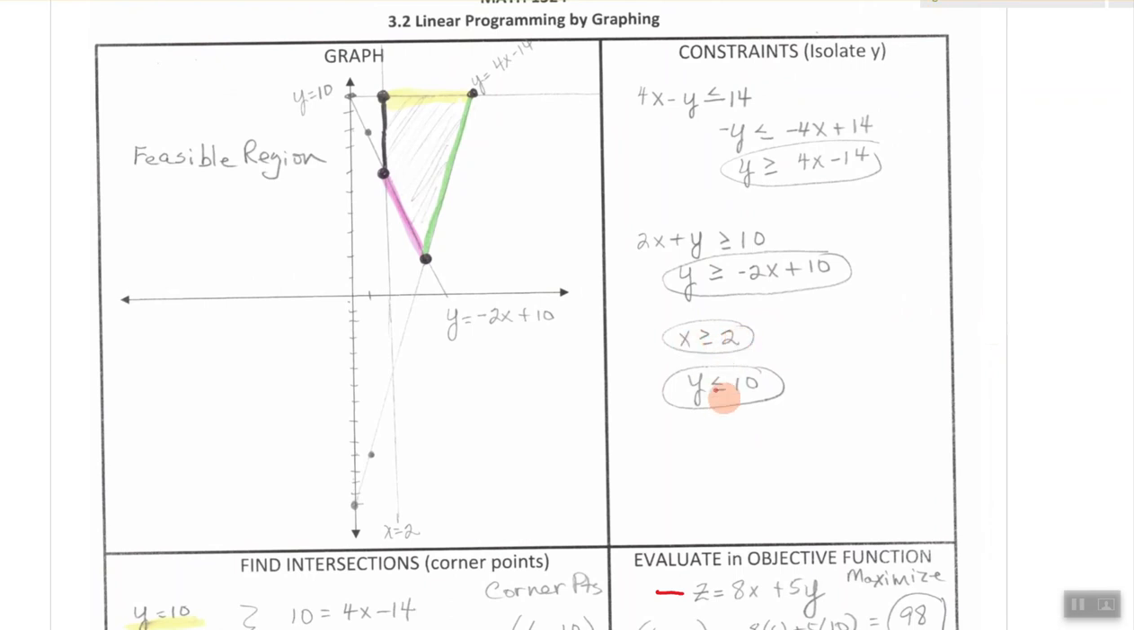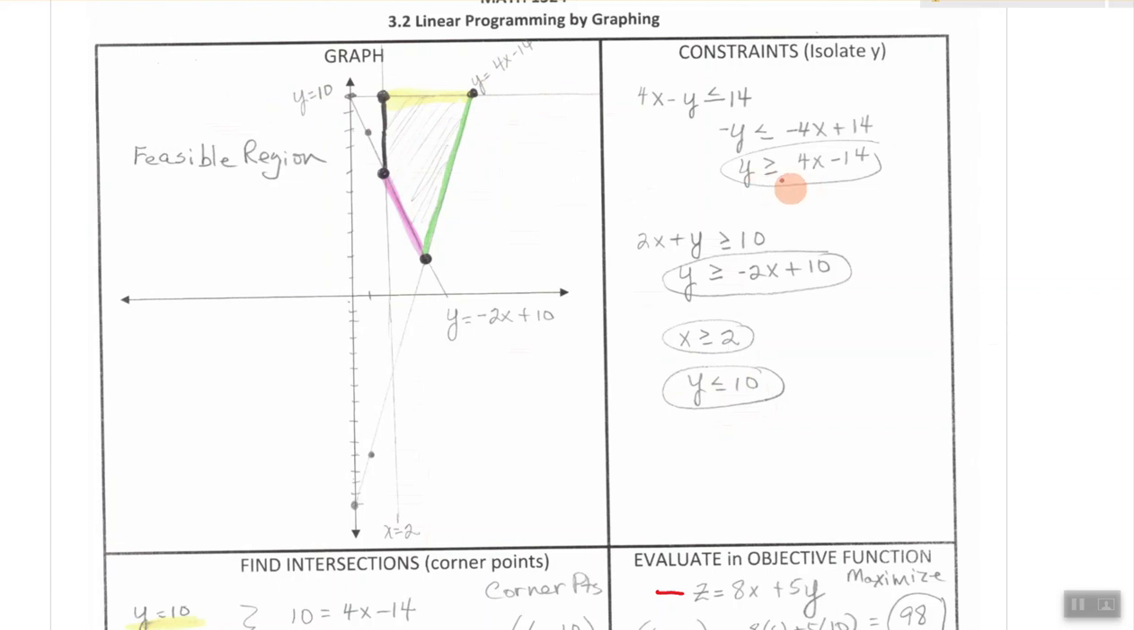The easiest ones are x is greater than or equal to 2 and y is less than or equal to 10. So I used my little ruler, and I knew that I was going to be over here because x is greater than or equal to 2. Well, here is x equals 2, this line right here, and I did that portion of it in black. So I knew I was to the right of that. And then y is less than or equal to 10. Well, here's y equals 10. That's my yellow line. So I know I'm over there.